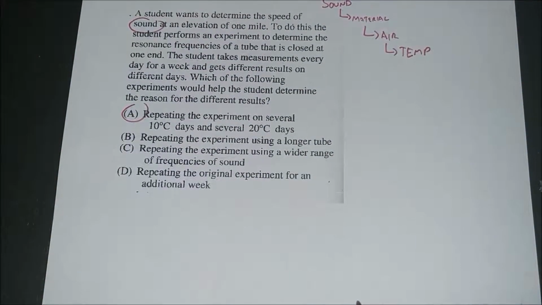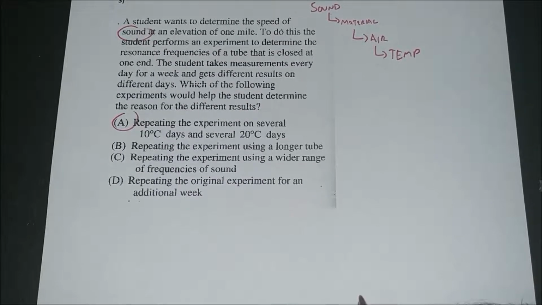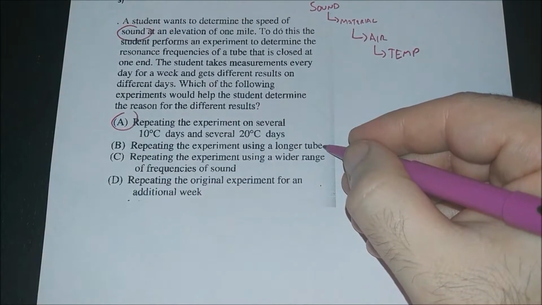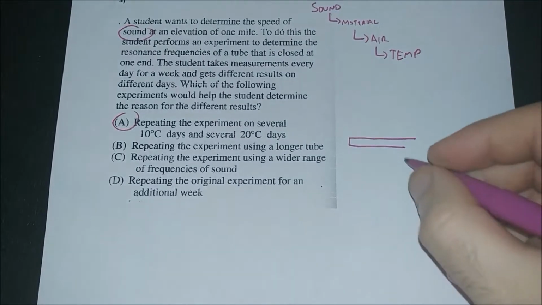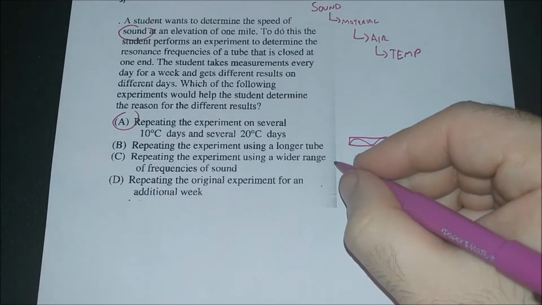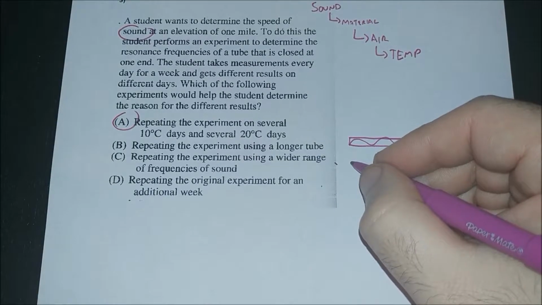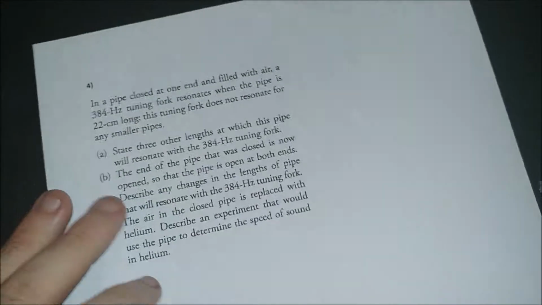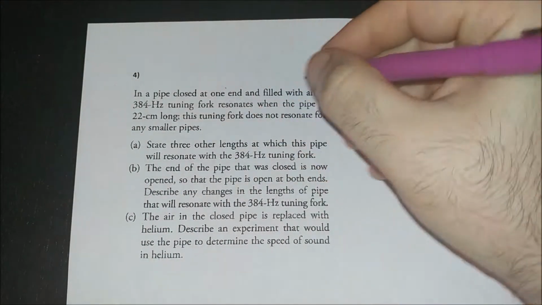Wait, Jock, why isn't it from the longer tube? Well, let's see why. If I draw a tube here, the wave inside, the velocity doesn't affect that wave, it's the wavelength. Same with the wider range of sound and everything else. Those would affect the waves produced, but they wouldn't affect the speed of that wave.